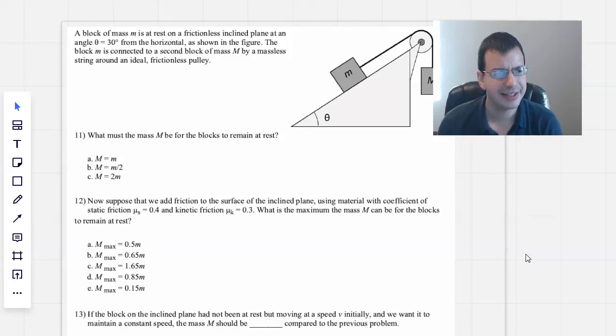A block of mass m is at rest on a frictionless inclined plane at an angle of theta equals 30 degrees from the horizontal, as shown in the figure to the right. The block m is connected to a second pulley of mass m, big M.